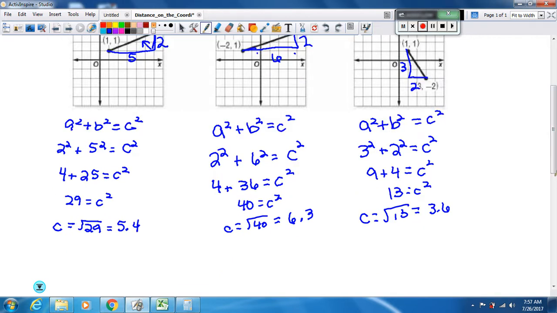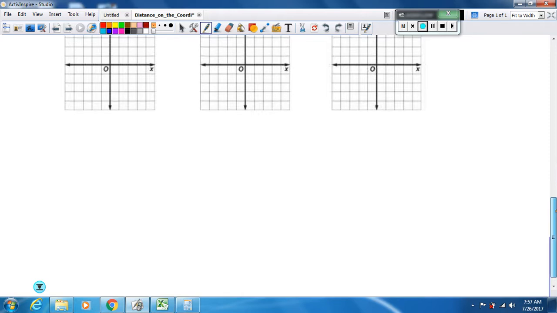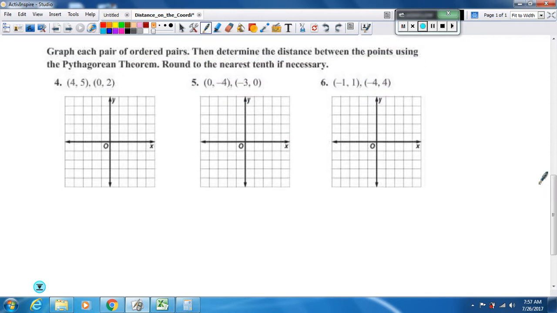Okay. I think I have a couple more down here. This is having us start completely from scratch. And it's really hard with this board to draw straight lines, so we'll see how this goes. Okay, graph each pair of ordered pairs, then determine the distance between the points using the Pythagorean theorem. Round to the nearest tenth if necessary. So 4, 5, 1, 2, 3, 4, 1, 2, 3, 4, 5 is right here. And 0, 2 is right here. So you connect those. Sorry, this pen is hard to do these lines. It's about as good as it's going to get.